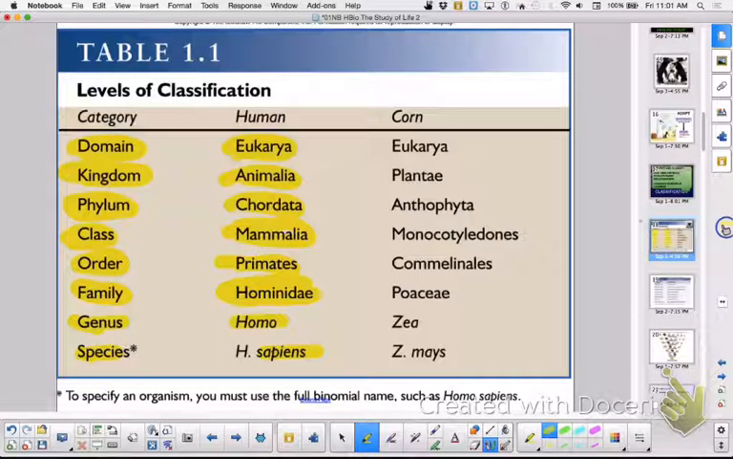Okay, so you want to add both the classification levels and man's classification into your notes. Okay, go ahead. Sweetheart, go with the analogy.